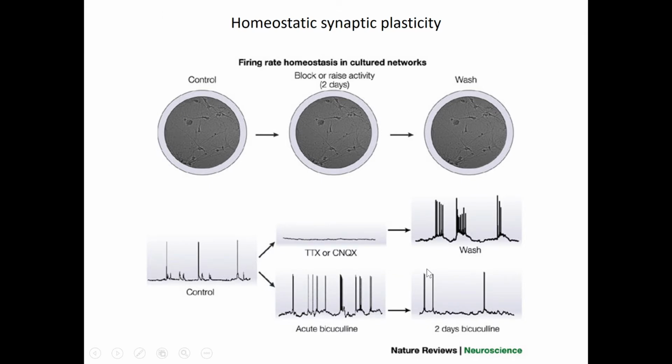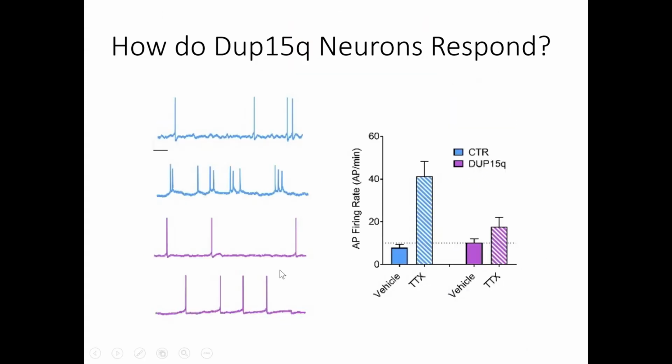The last thing is when you actually wash these drugs away and see how they fire afterwards, you get this increase in activity. So here's what the controls look like. This is a totally different group of cells, totally different experiment. Controls, again, have this really nice response. The dupes have a dampened response. So this is just like the firing. This is 3 different ways for sort of the same experiment to look at this mechanism, and it seems to be disrupted in Dup15q neurons.